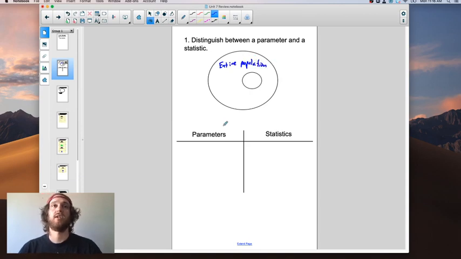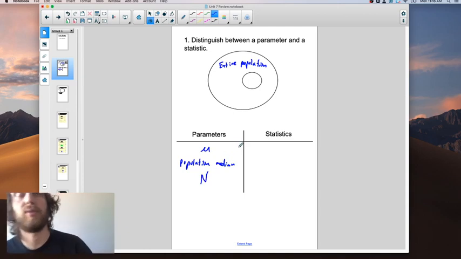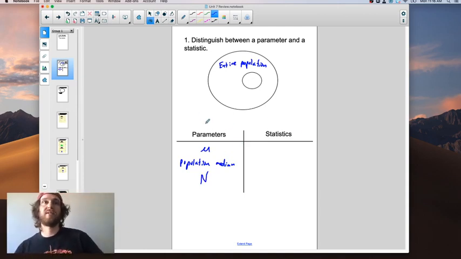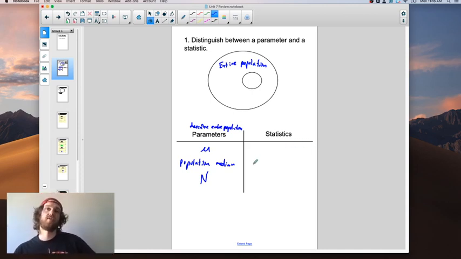And in that population, there are a bunch of things that describe that population. And that could be the population mean, indicated by mu, or the population median, right? Or maybe the total number of people in the population. Maybe we're talking about a census and we're trying to just count and we don't know. Okay, so parameters are things that describe the entire population. And most of the time, these things are unattainable for us as statisticians or scientists.